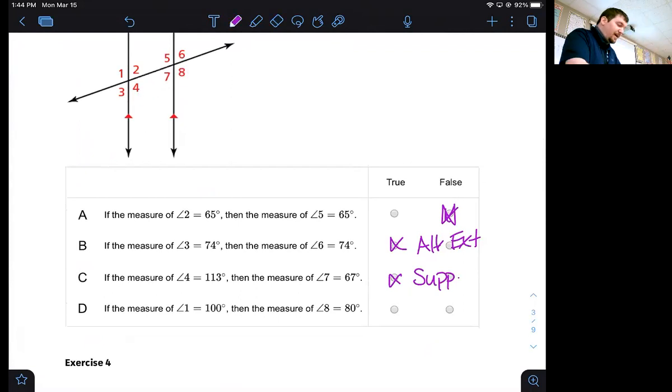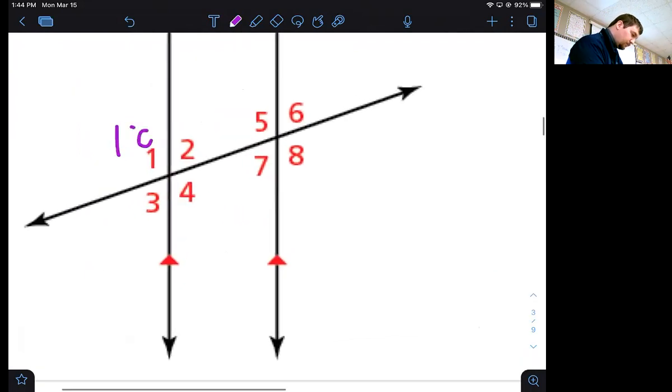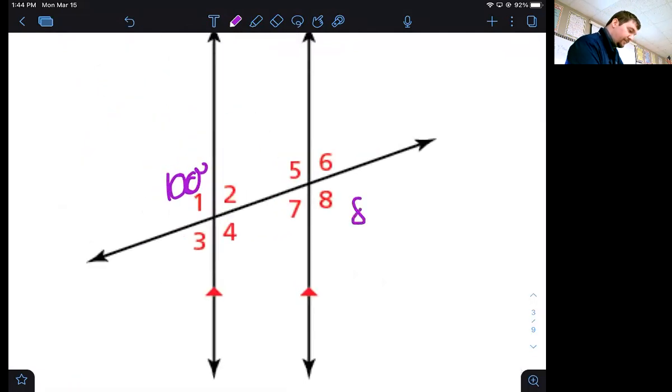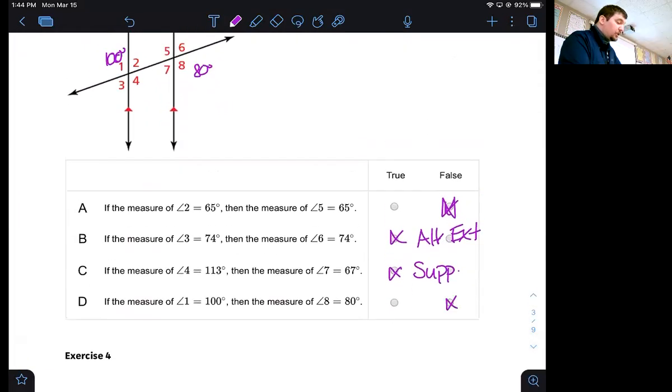D, if the measure of angle 1 is 100, then the measure of angle 8 would be 80. Not true. False. That one's false. They are alternate exterior, so they should be the same, not different. Not supplementary.